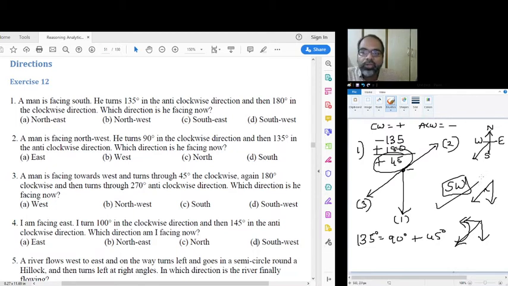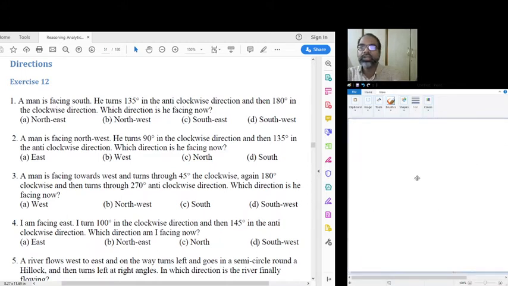So either you can do the individual step-by-step process, or you simply add, subtract, clockwise positive, anti-clockwise negative, and whatever comes, one single motion, and the particular question is done. Okay, similarly I'm going to show you the next couple of examples. Second one, so again we start with our basics: north, south, east, west.